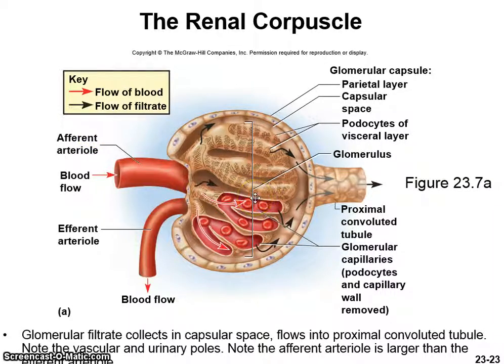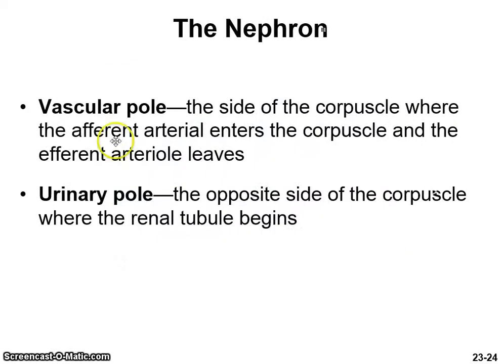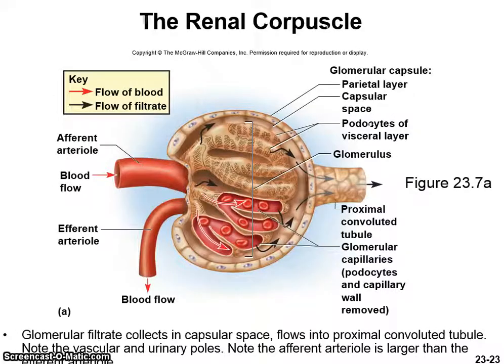So it functions in absorption. So we have the vascular pole and urinary pole. Vascular pole just means all of the vascular poles. Urinary pole is this side, where the precursor to the urine leaves.